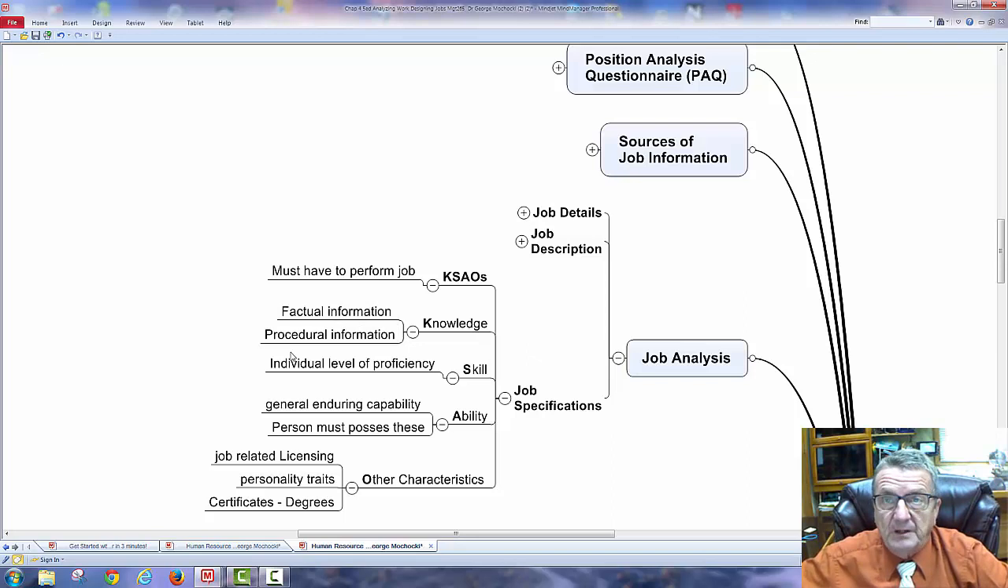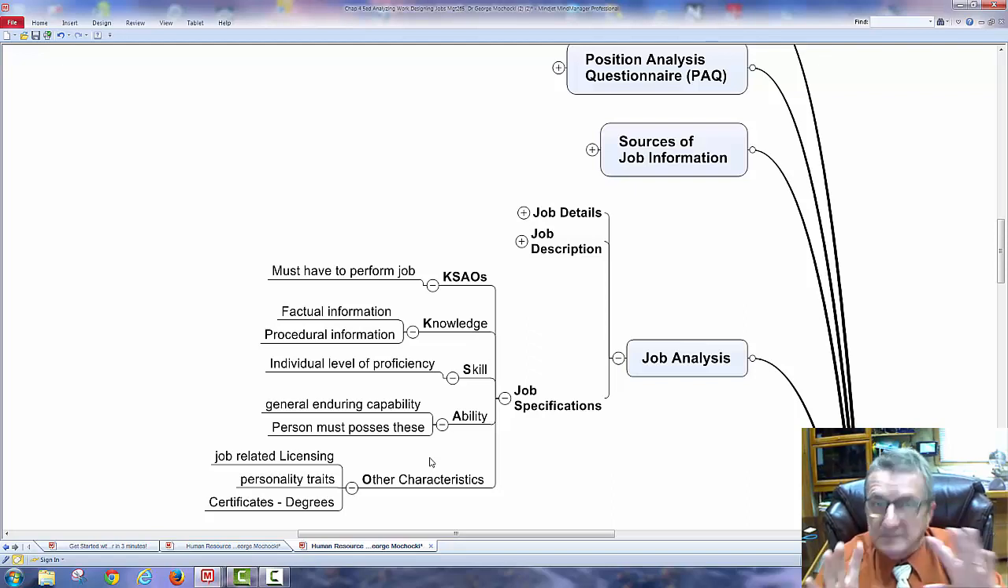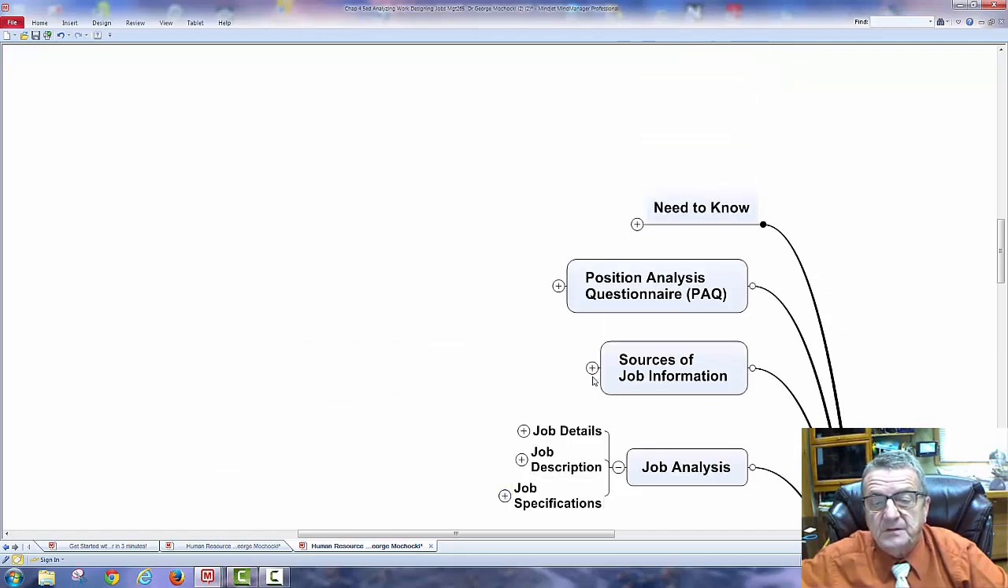Then I have the ability. Do I have the ability to add? And sometimes ability could be learned. Some abilities come natural. So I'm an artist. I could learn all I want to be an artist. Some people just have the natural ability. They could draw pictures. They're creative. I could do it, but it's taking me too long. So I may be able to have the knowledge and develop the skill, but I don't really have that inherited ability right now. Doesn't mean I can't develop it, okay? Depends on the job. Another characteristic, your personal traits, certificates, and degrees, okay? So that takes care of my job specification.